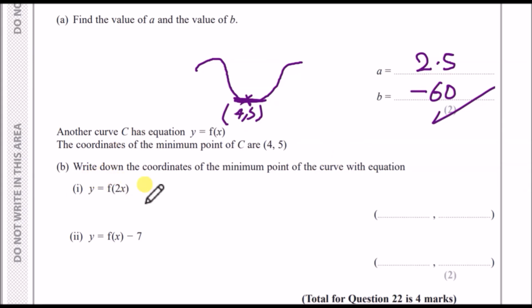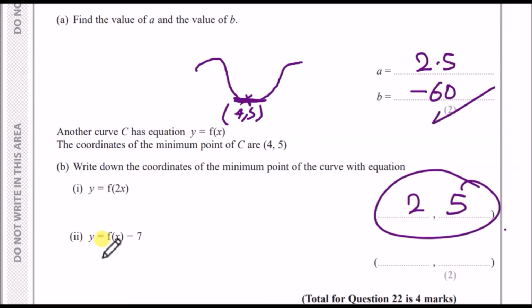Now write down the coordinates of the minimum point of the curve with equation y equals f(2x). Okay, so this is the same function. All it's saying here, compared to the original one, is that for all the x values, we now got 2x. But what this really means is that we should now half our x coordinates. So instead of 4, we're going to now have 2. And then the y coordinate stays the same. So it'll be (2, 5).